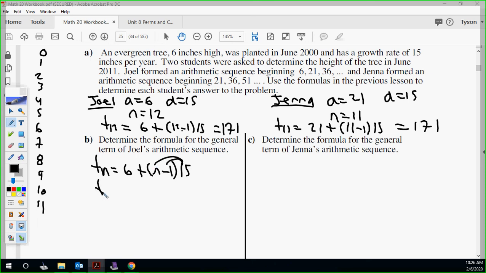Okay, so you distribute that. So we're here. And then we just combine the 6 and the negative 15. You're going to have his general term now. His general term is 15n minus 9. That's his general term. Okay, any questions there? All right.